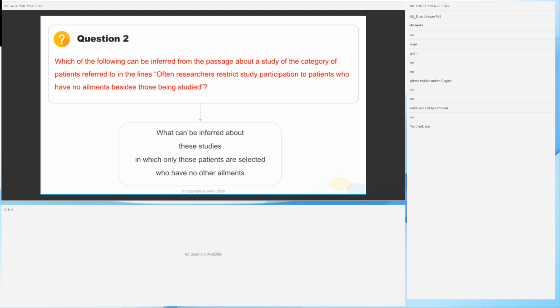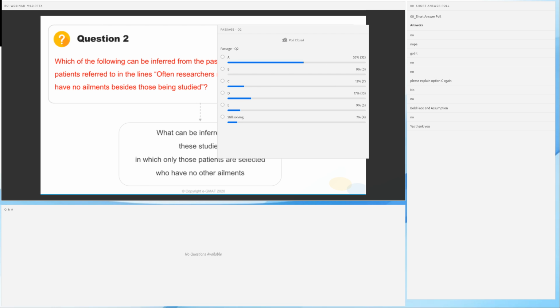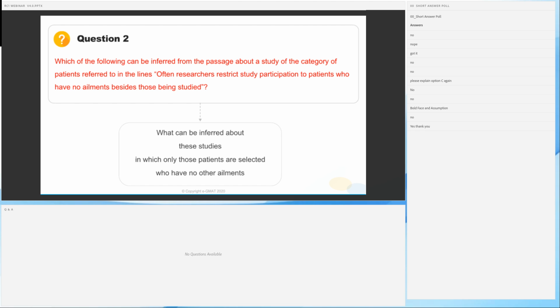Now, let's look at question number 2 and how you guys did as a group. 55% of you got question 2 correct. Choices C, D, and E were really popular in question 2. Question 2 says, which of the following can be inferred from the passage about a study of the category of patients referred to in the lines, often researchers restrict study participation to patients who have no ailment. So these are the ideal group of patients. And what the author is saying is, what can we infer about the studies which are conducted on these patients?